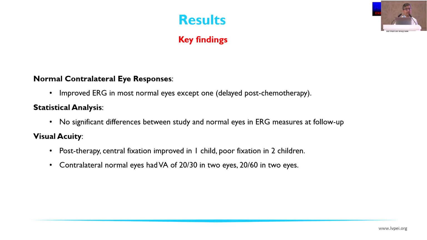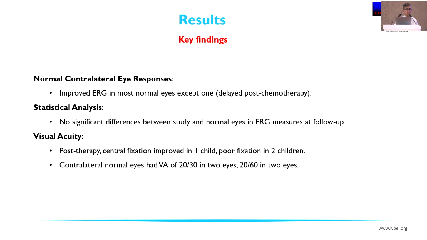So the key findings we could understand from our study: the ERG in the normal contralateral eyes remained normal, so that gives a clue that systemic chemotherapy doesn't affect the normal other eye of a retinoblastoma child. There was no statistical difference between study and normal eyes in the ERG measures at follow-up.